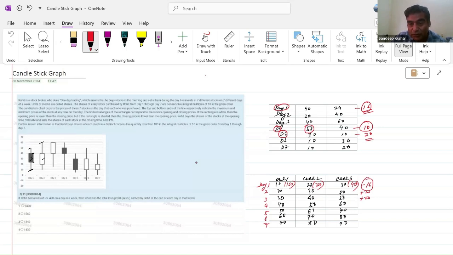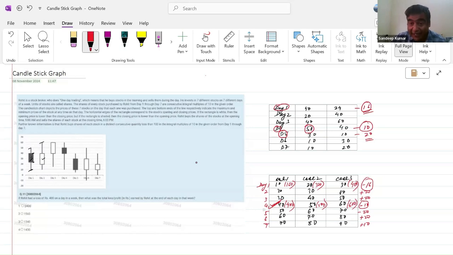Day 4, he's making a loss of 10 rupees. Okay. Day 5, he's making a loss of 20 rupees. Day 6, he's making a profit of 20 rupees. And day 7, he's again making a profit of 10 rupees. So we know. Now, let's look at day 4. Here, he can make a loss of 400 rupees. He's buying 40 shares. 40 into 10 is 400. If we were in case 2, he would have made a loss of 500 rupees. And here, he would have made a loss of 600 rupees. This is something that corresponds to our equation.